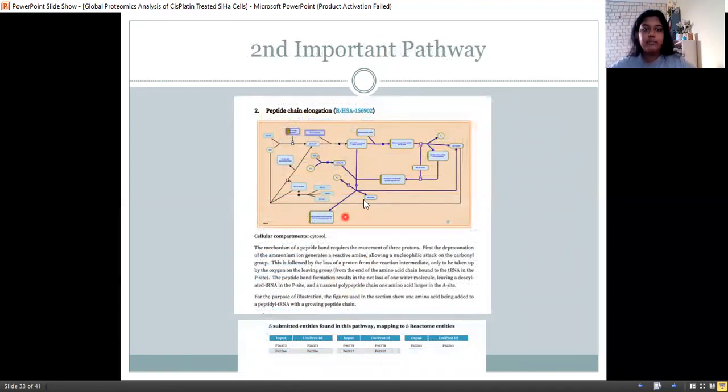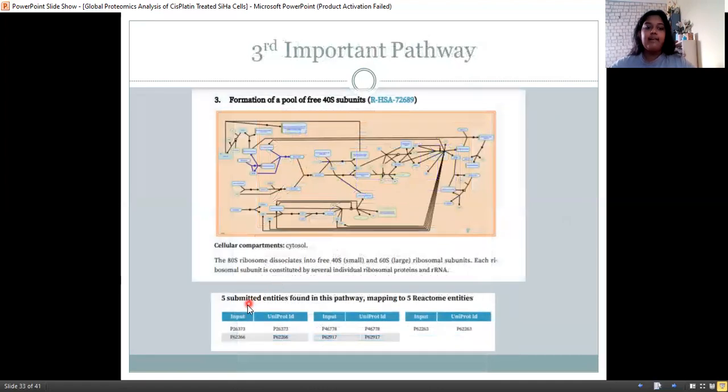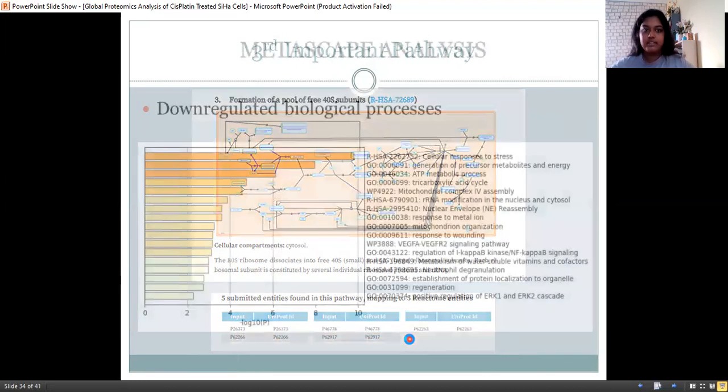And this is the second important pathway, which is peptide chain elongation. So I inputted 5 submitted entities, and they map to 5 Reactome entities, as I mentioned. And this is the third important pathway, which is formation of a pool of free 40S subunits. So I input these 5 entities, and they map to 5 Reactome entities.